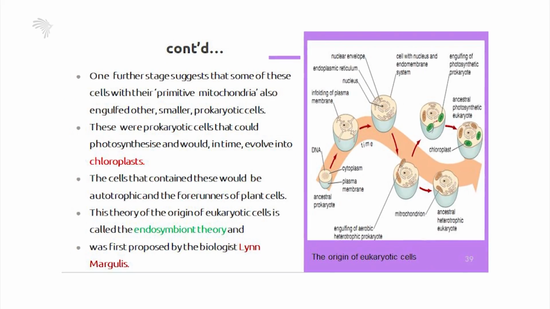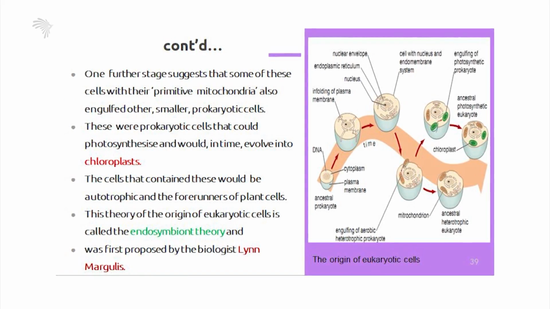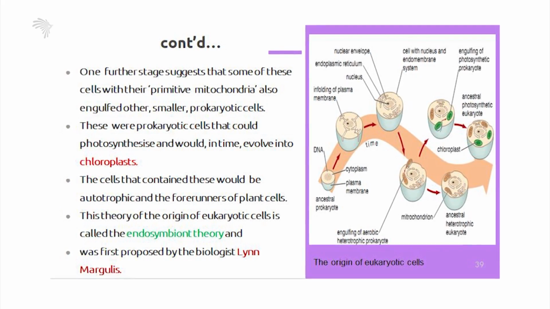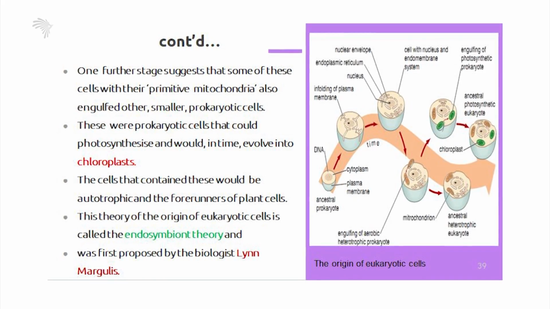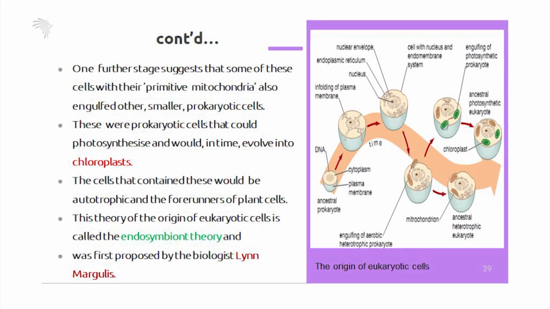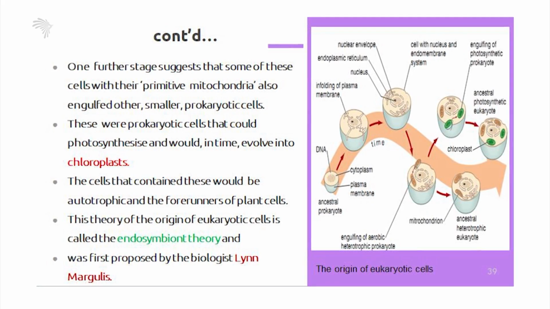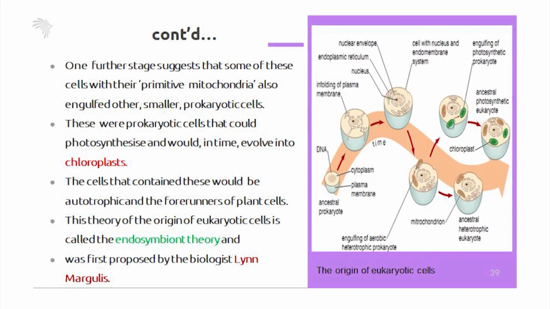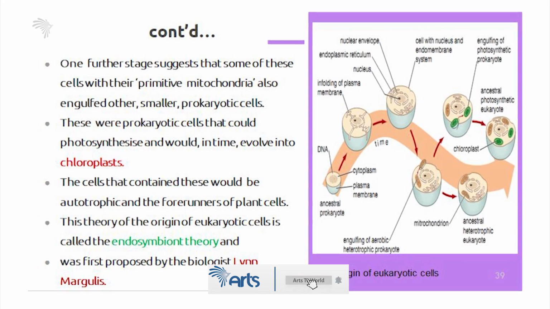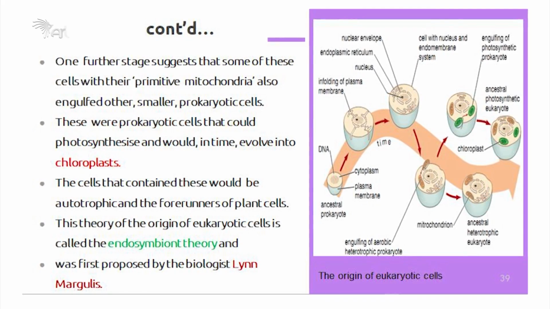One further stage suggests that some of these cells, with their primitive mitochondria, also engulfed other smaller prokaryotic cells. These were prokaryotic cells that would photosynthesize and would in time evolve into chloroplasts. The cells that contained these would be autotrophic and the forerunners of the plant cells. This theory of the origin of the eukaryotic cell is called the endosymbiont theory and was first proposed by the biologist Rene de Trochette.